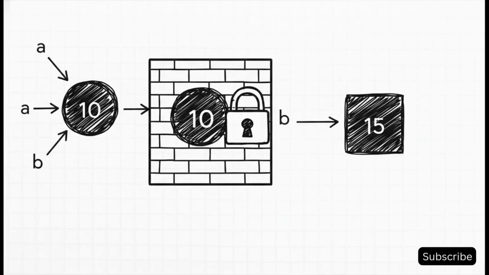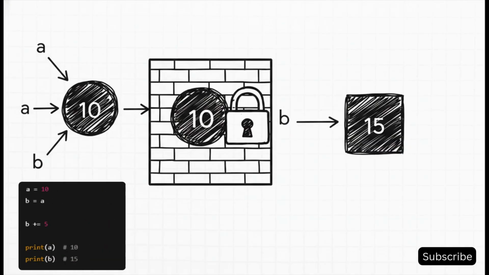Let's see this immutable rule in action. So we start with A equals 10. Then we say B equals A. Okay, so right now, both labels, A and B, are pointing to the exact same 10 object in memory. But watch what happens when we run B plus equals 5. Because the integer 10 is immutable, it can't be changed, Python can't just turn it into a 15. Instead, it creates a brand new object, 15, somewhere else in memory, and just moves the B label to point to this new object. The A label? It's still right where it was, pointing at the original 10.